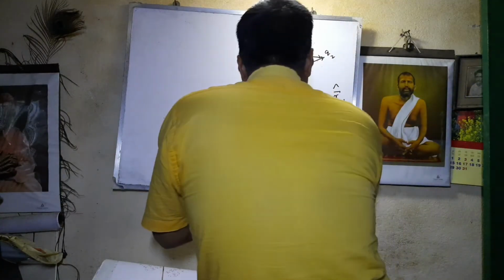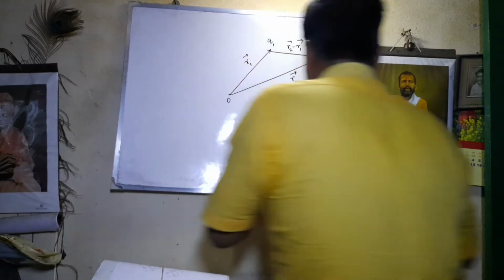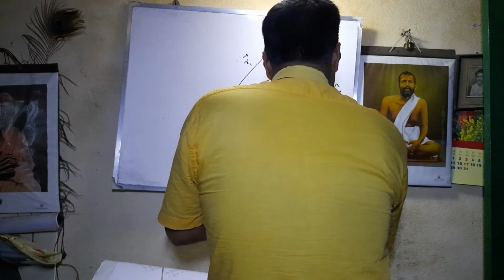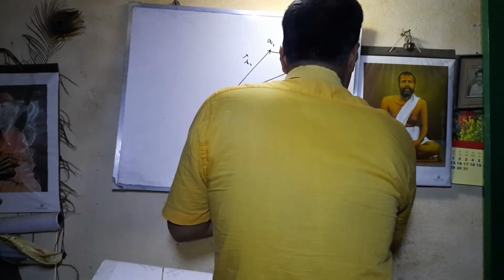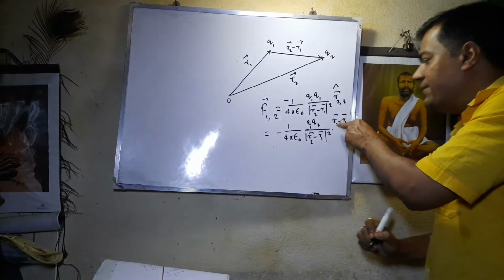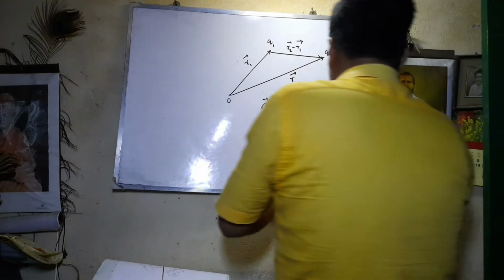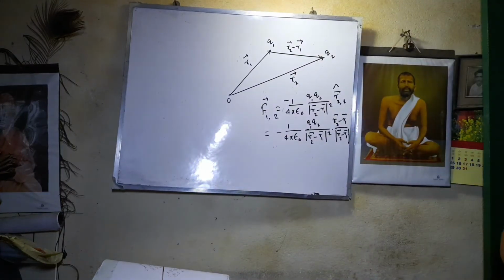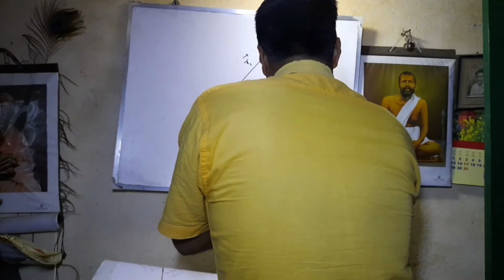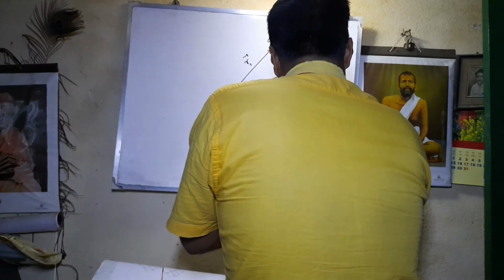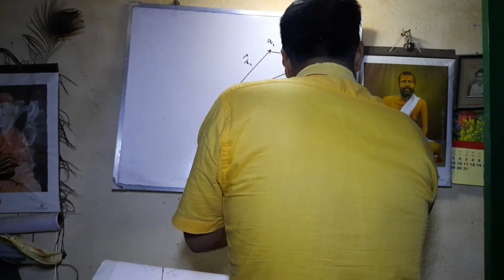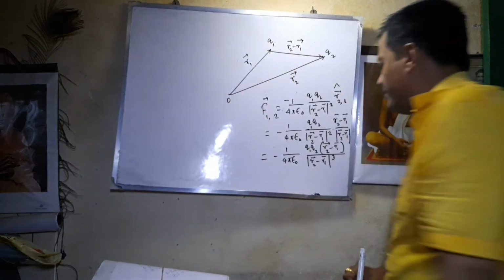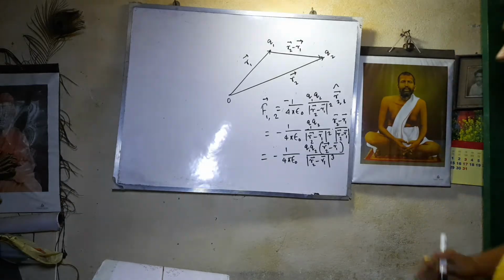This law can again be written as 1 by 4 pi epsilon naught Q1 Q2 by modulus of R2 minus R1 square, into R2 vector minus R1 vector, since the unit vector is obtained by dividing the vector by its magnitude, mod of R2 minus R1. So it will be minus 1 by 4 pi epsilon naught Q1 Q2 into R2 minus R1 by mod of R2 minus R1 cube.